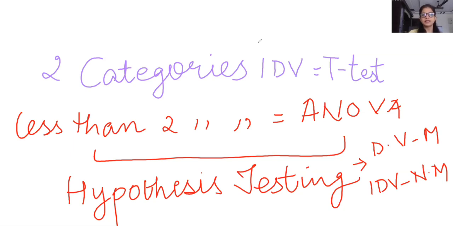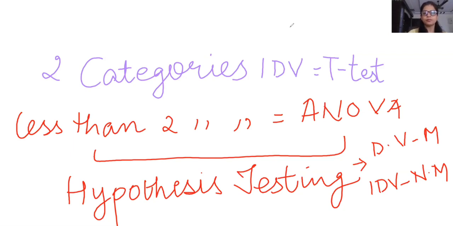So for hypothesis testing, what you need to remember is when you have 2 categories, you have to use a t-test, and if you have less than 2, meaning if you have 0 or 1, then you will be using ANOVA. 0 means if you have no categorical data, then also you will be using ANOVA.